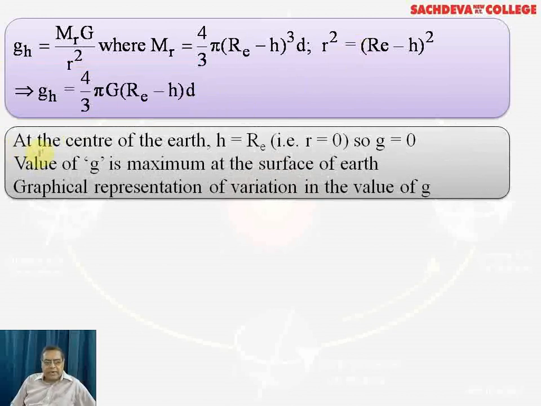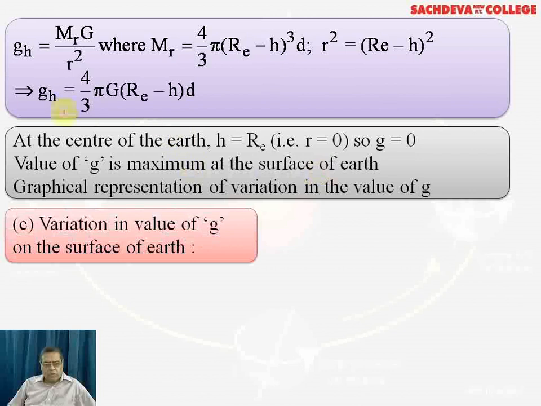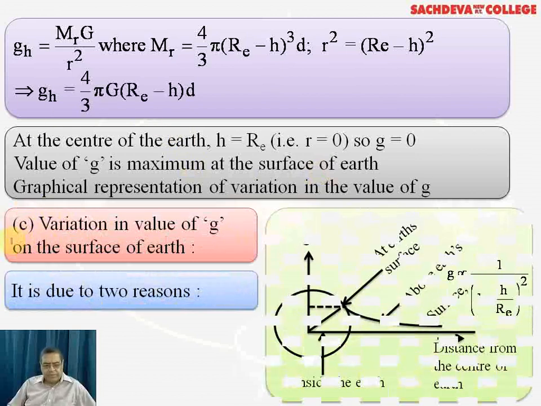Now, we find that at the center of the Earth, h will be equal to RE. That is, R will be 0. So G will be 0. If G is 0, weight will be 0. So the value of G is maximum at the surface of Earth and it will be very less at the center of the Earth. Now, we will go through the graphical representation of variation in the value of G.